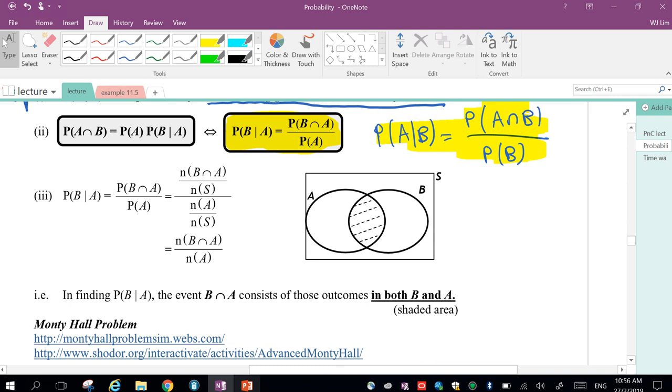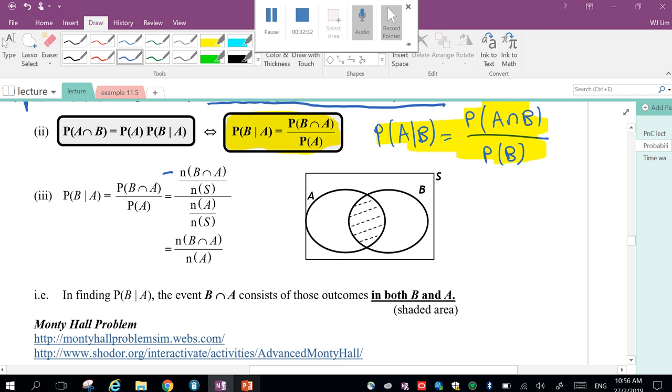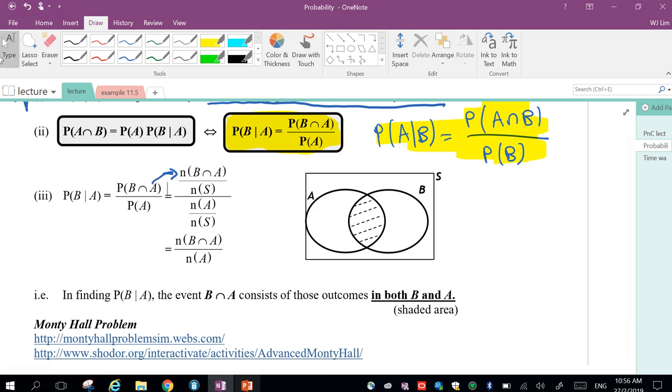Another way of looking at it, if we make use of this formula in the checkbox, is this. I write the formula as such. This is the numerator. How to find the probability? You need the number of elements in B intersect A divided by the number of elements in the sample space. Likewise for the denominator.